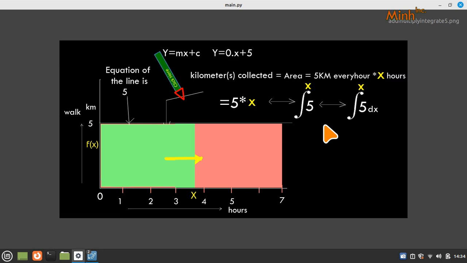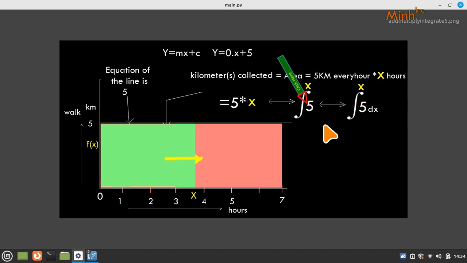That is nothing but 5, f(x) is 5. So x is the independent variable and f(x) is dependent upon x, and it is a function. The function is 5, it's a constant. So 5 into x is the area. Now we can denote it like this also, or we can write like this also, but the actual denotation is this.